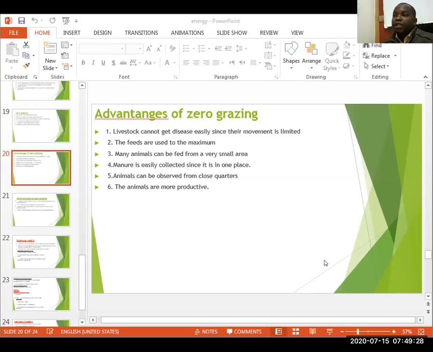Remember, those animals that move from one place to another, for example, the indigenous animals, using another method of grazing that we are going to look at, they are less productive. They do not provide a lot of milk because they are mainly kept for meat. They are beef animals. So those are the advantages of zero grazing.